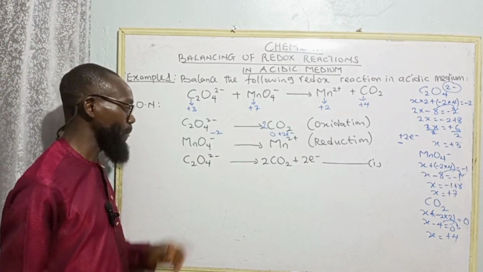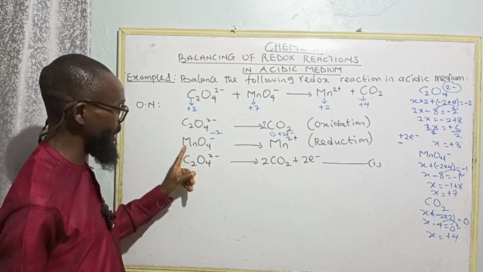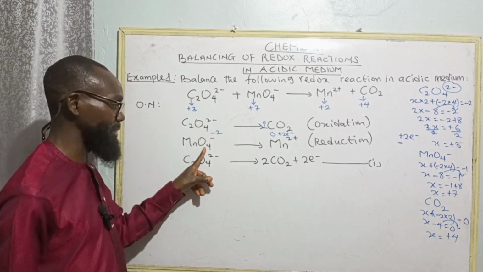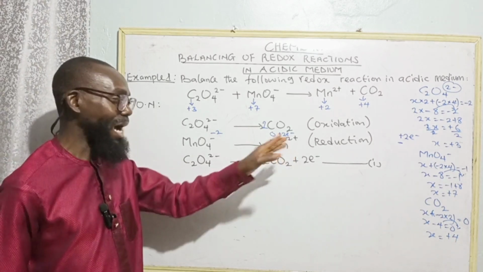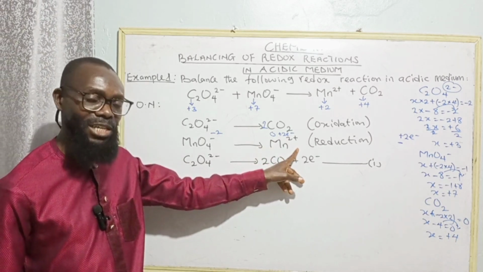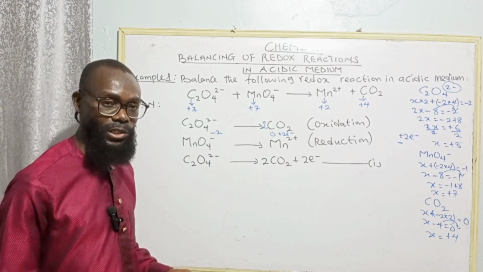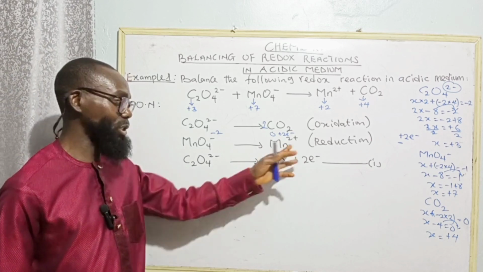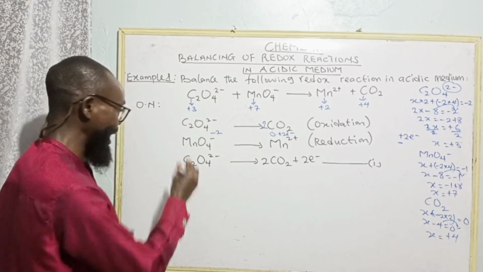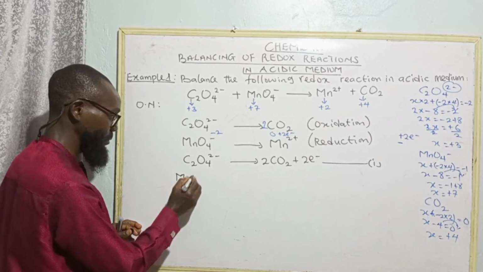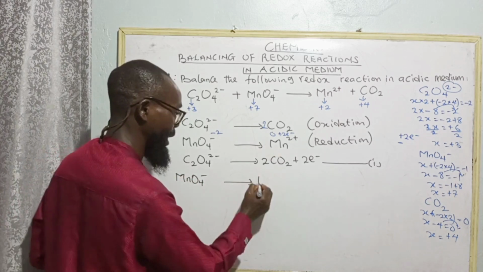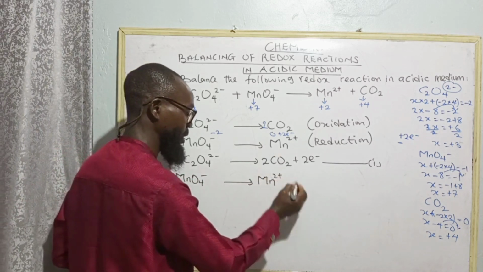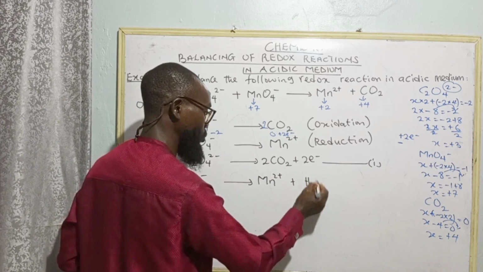In this second one, how many oxygens do we have here? We have 4 oxygens. But there is no oxygen here. To balance the oxygen, I'm going to add H2O to this side with no oxygen or with minimum oxygen. So there's no oxygen here, I add H2O here. So I have MnO4 minus moving to Mn2 plus H2O.